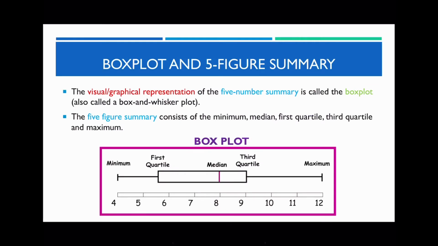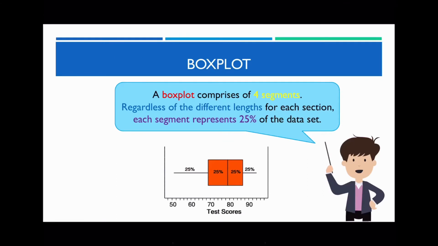This particular slide just emphasizes the relationship between the 5-figure summary and the box plot. When we graphically represent the 5-figure summary, this graph is what we refer to as the box plot, but this is also commonly referred to as the box and whisker plot, since, as you can see over here, these tails or long lines resemble whiskers. And as we said earlier on, the 5-figure summary consists of the minimum, the median, the first quartile, third quartile, and maximum as well.